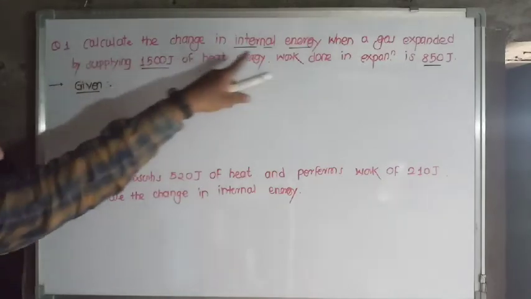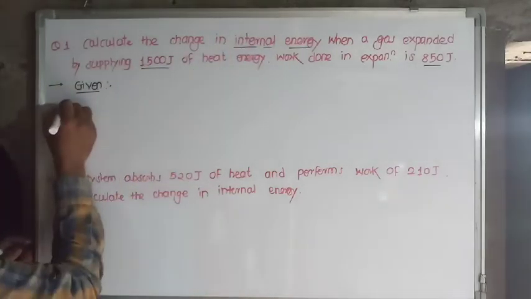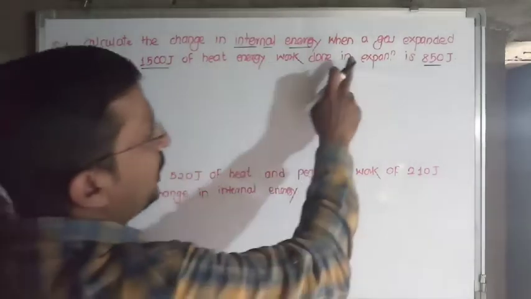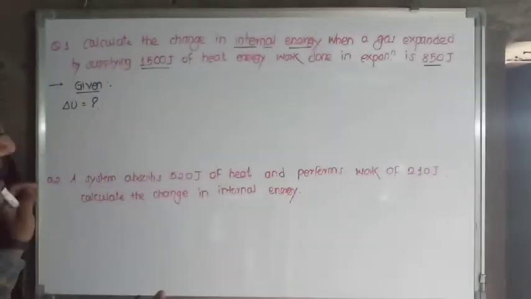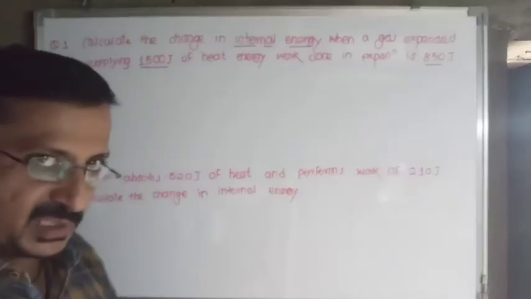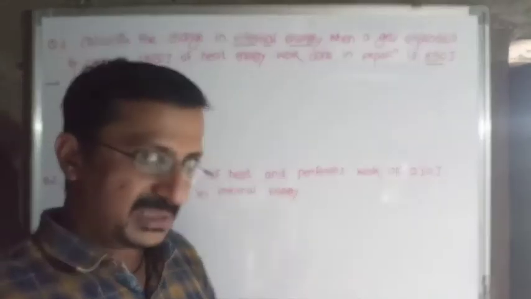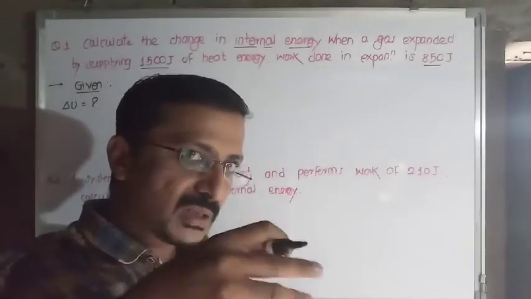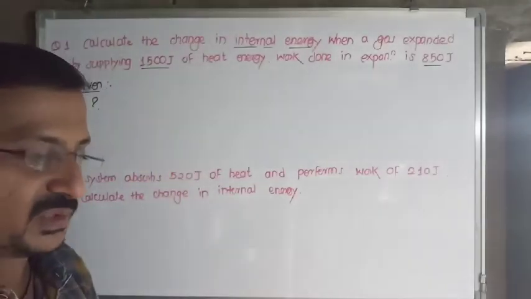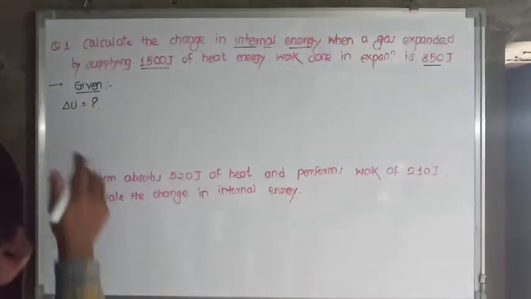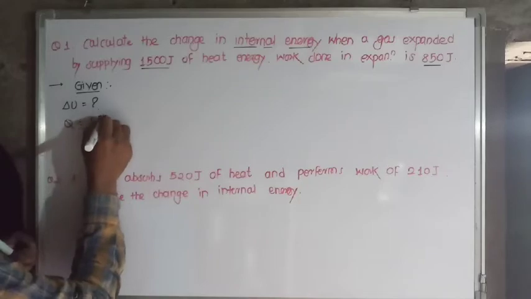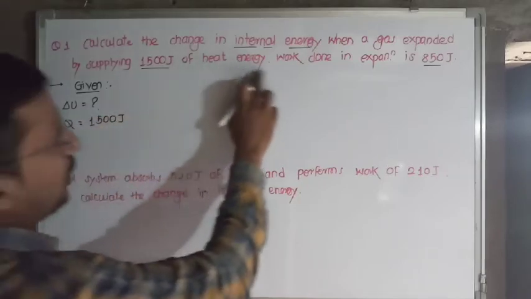So we have to calculate the change in internal energy, which means you have to find delta U. The gas is expanded by supplying 1500 joule, which means external heat Q is supplied to the system. So Q is positive. Q is found to be 1500 joule of heat energy.